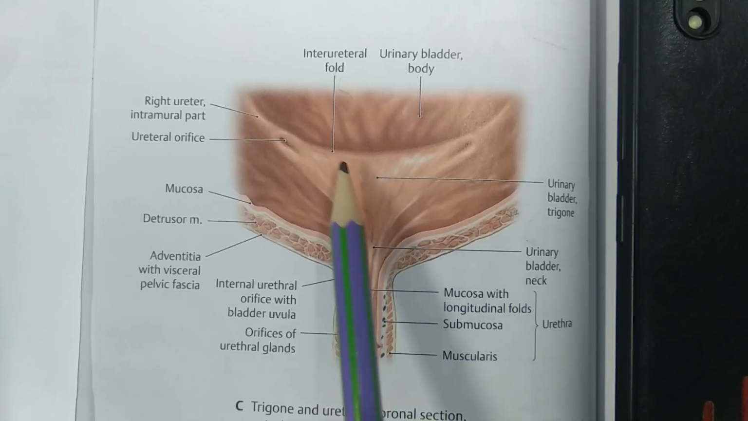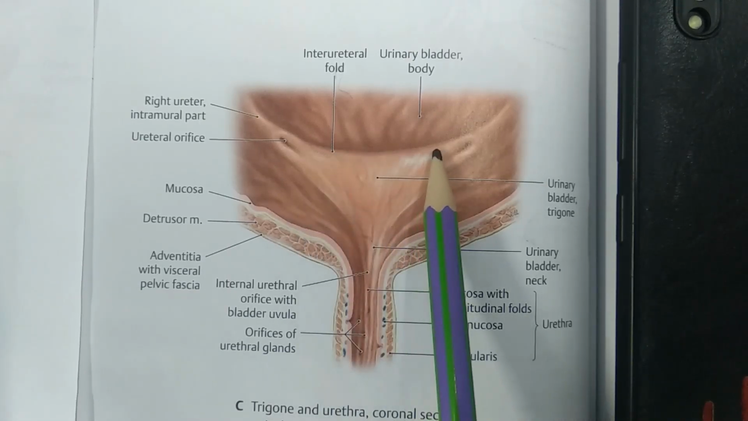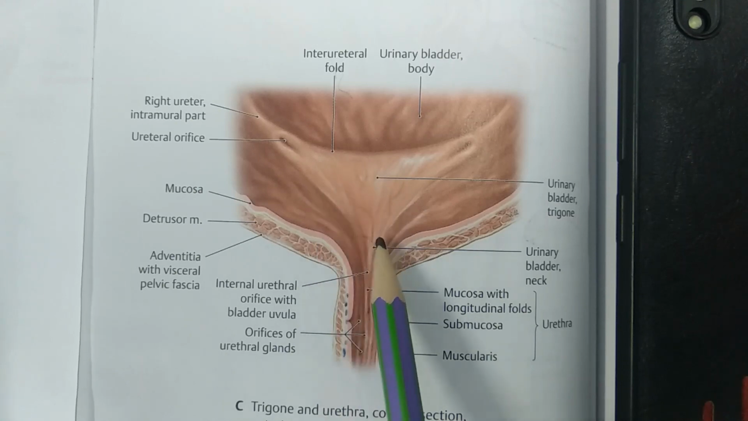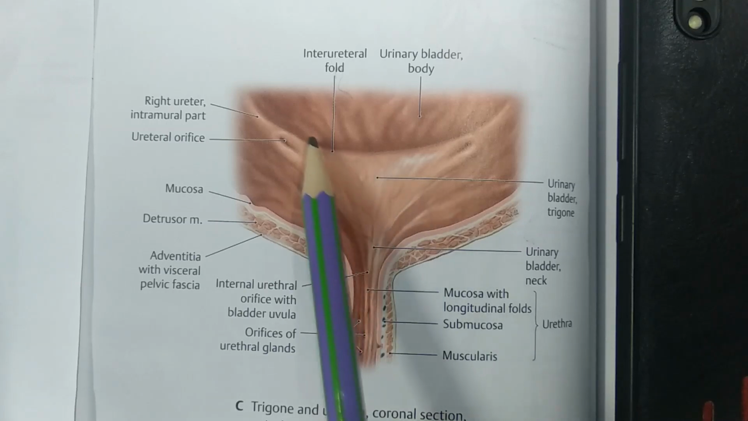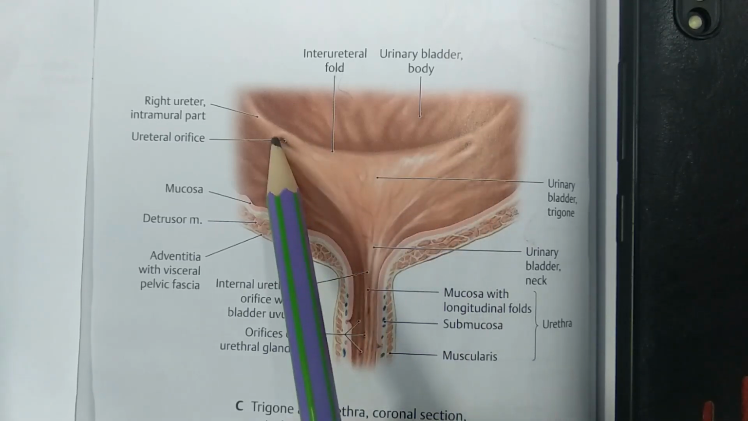It is a triangle on the inner aspect of the base of the bladder, where the mucous membrane is tense and shining due to the absence of the submucous coat over here. This is the trigonal area.